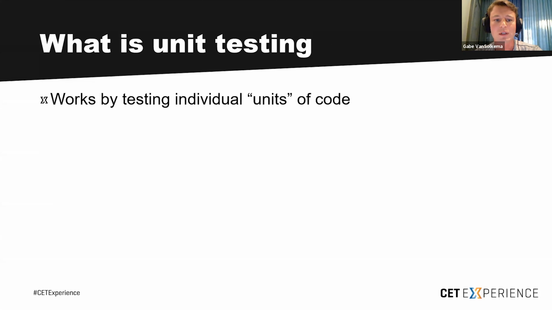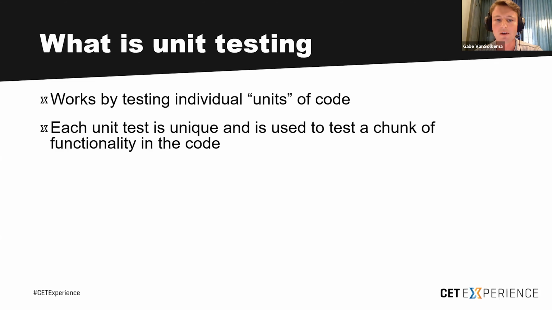So how does it work? It works by testing individual units of code. So with unit testing, you're going to try and break down your tests into testing small units of code, and each test should be unique, and it should test a small chunk of functionality in the code.